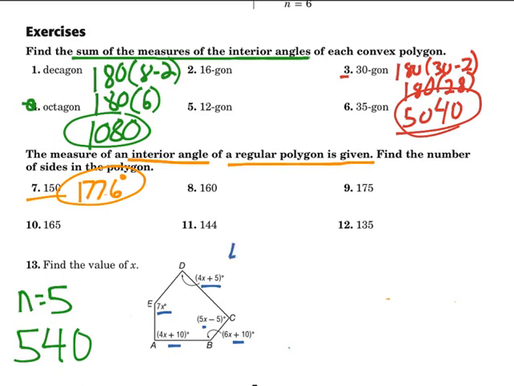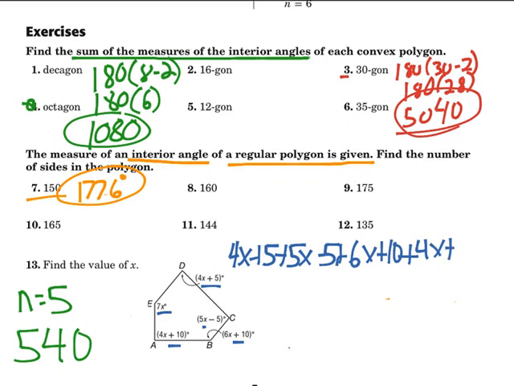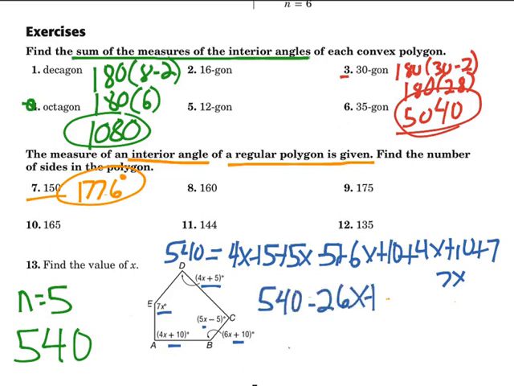So I'm going to write it as 4x plus 5 plus 5x minus 5 plus 6x plus 10 plus 4x plus 10 plus 7, oh no, 7x. All of that equals 540. Now when you combine like terms, you're going to get 540 equals 26x plus 20. Subtract the 20 and divide by 26 and you get 20 equals x, and that's my answer.